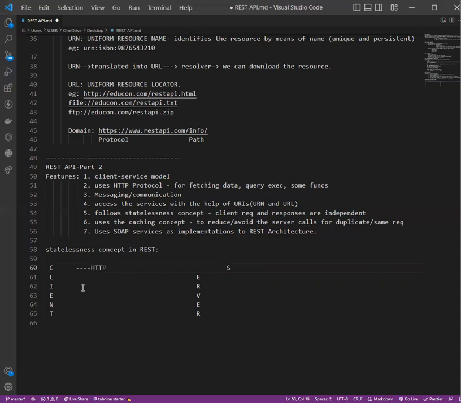HTTP request, and from the server, means the server gives the response to the client. Here it is the response.